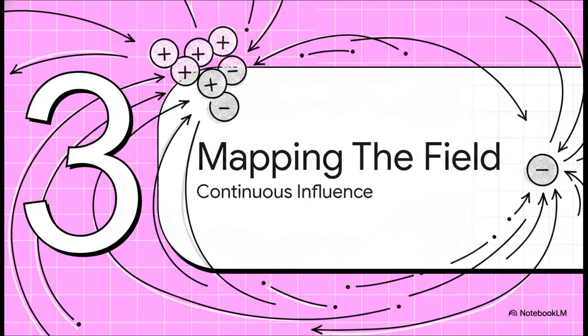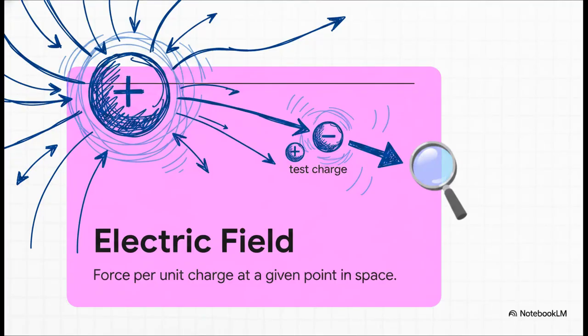All right, section 3, mapping the electric field. So what exactly is an electric field? Well, it's defined as the electrostatic force experienced per unit charge at a given point in space. And this completely shifts our perspective. Instead of just picturing charge A pushing charge B from a distance, we are now looking at how charge A physically alters the very fabric of the space around it. It creates this invisible web, a field, that charge B then inevitably interacts with.